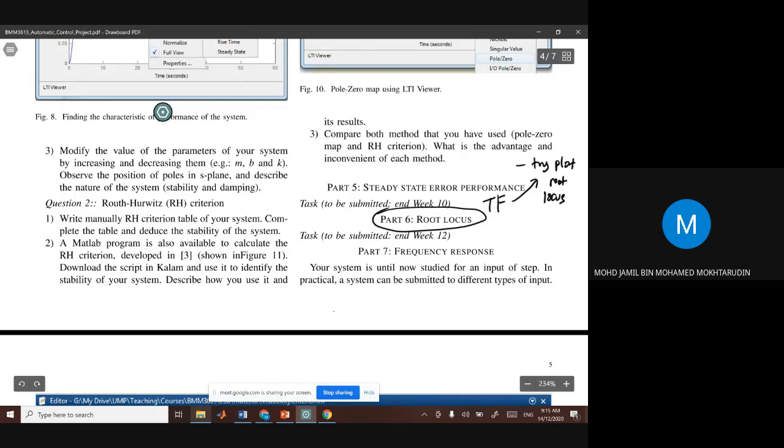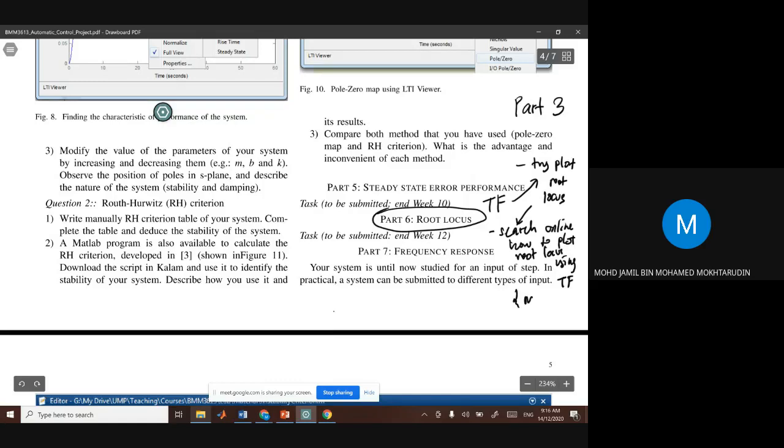Kalau pakai Simulink ni saya tak tahu. Tapi kalau pakai coding, saya tahulah. So coding sebenarnya boleh cari online je. So your task is search online how to plot root locus using transfer function and MATLAB, and then plot the root locus, okay, and then discuss. Okay, that's your part 3.